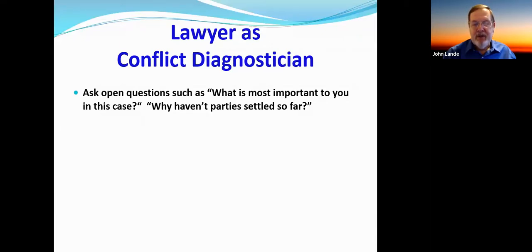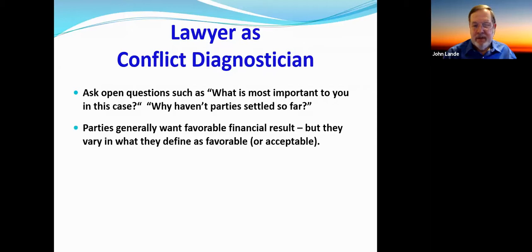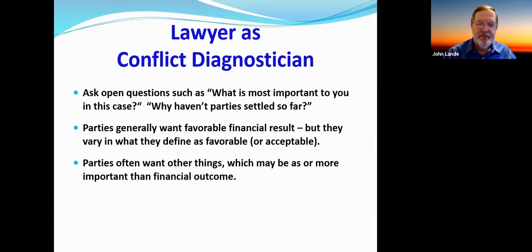So asking the clients, particularly at the outset, why they haven't settled so far is a good way to understand what's going on, what the problem is, what the conflict is. And again, if you can understand what the conflict is, you may be able to figure out how to solve the conflict. As I mentioned, parties generally want a favorable financial result, although they vary in what they define as favorable or acceptable. Some people have much higher or lower expectations than others. And so part of what you need to do is figure out what your client's expectations are.